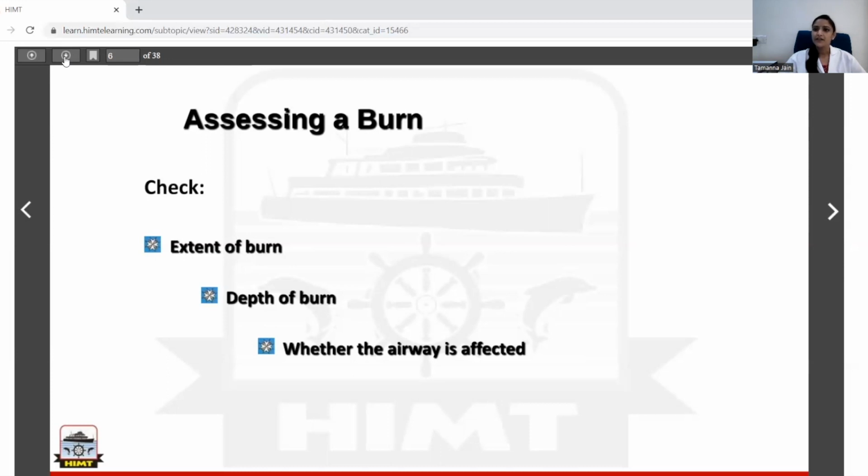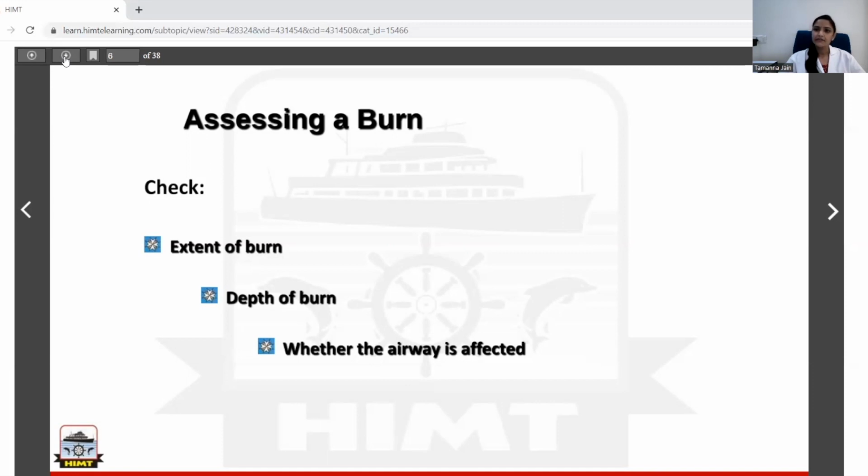Also, we have something called the rule of 9, that is, percentages of burns. There is a formula to use for that, and then we will start the patient on drips. So this is about extent of burn. Next one is depth of burn. As the name suggests, depth means whether it is only up to the skin or it has gone beyond the skin.